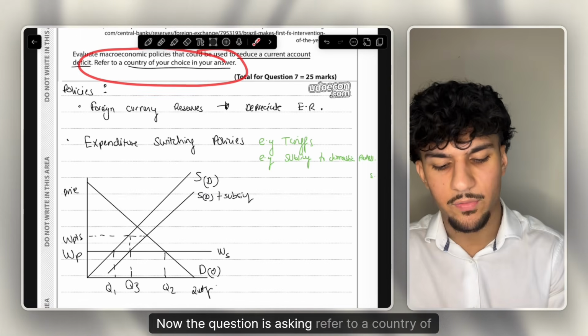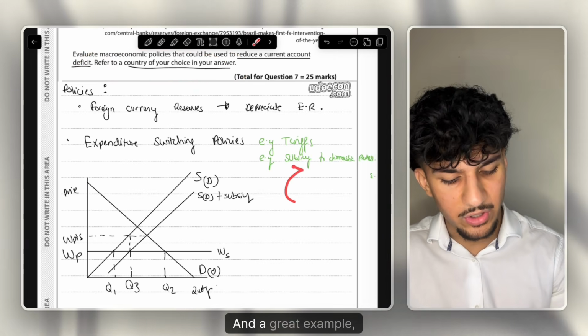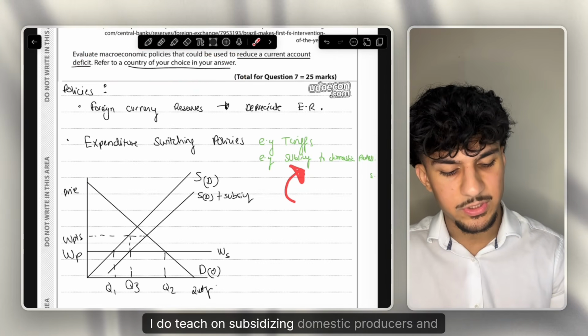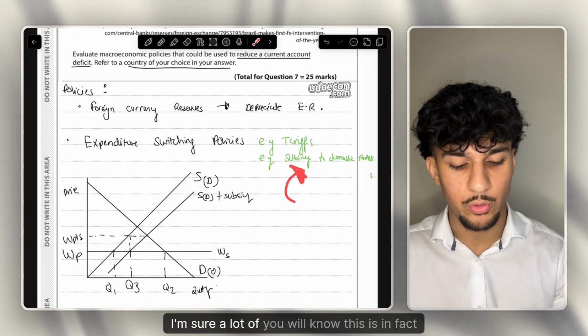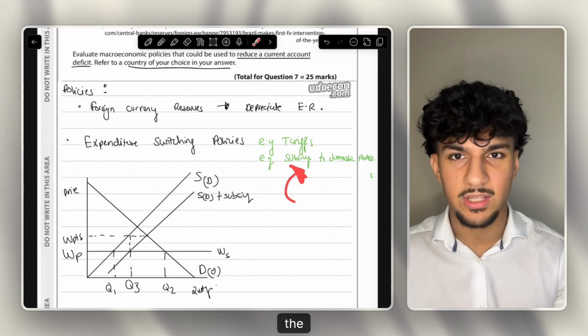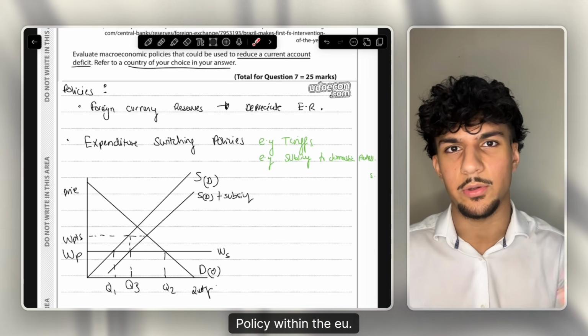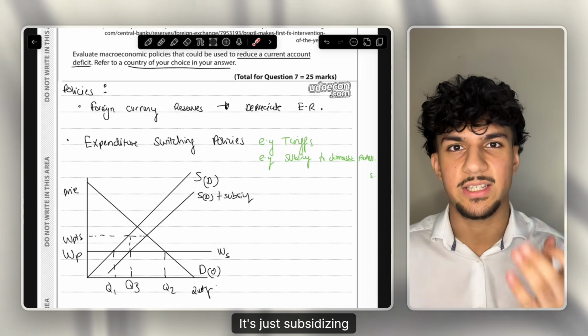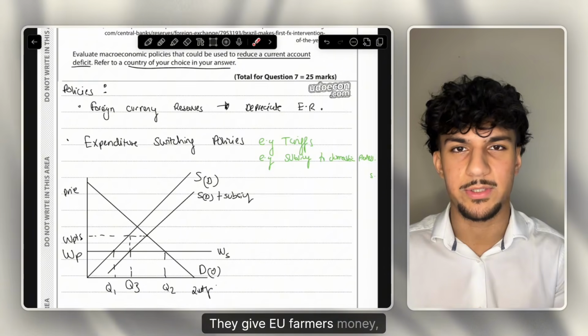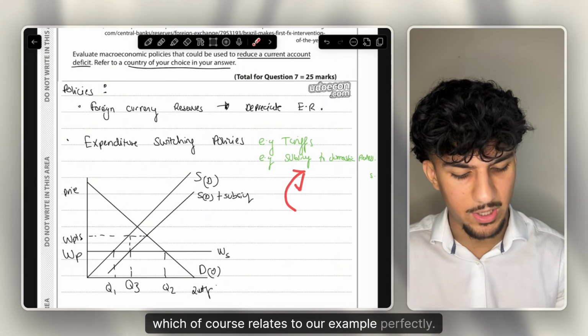Now the question is asking, refer to a country of your choice, and a great example I do teach on subsidising domestic producers, and I'm sure a lot of you will know this, is in fact the CAP, or the Common Agricultural Policy within the EU. What does this do? Essentially, it's just subsidising EU farmers. They give EU farmers money, which of course relates to our example perfectly.